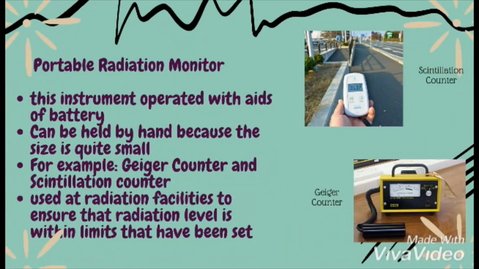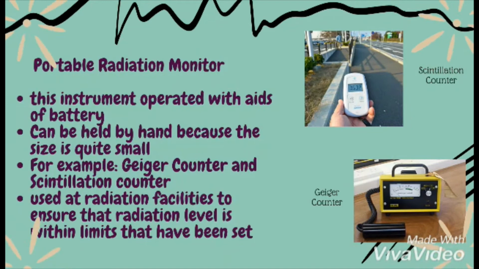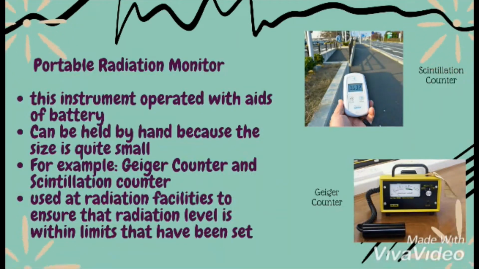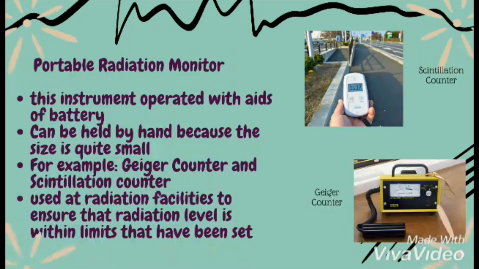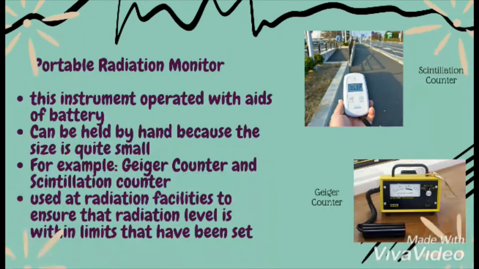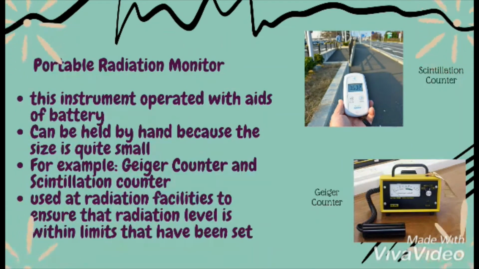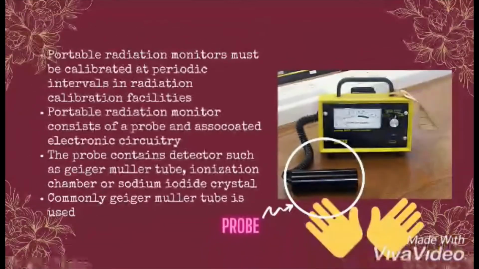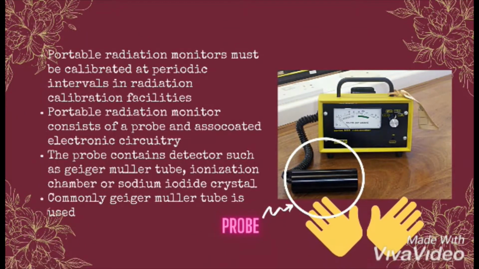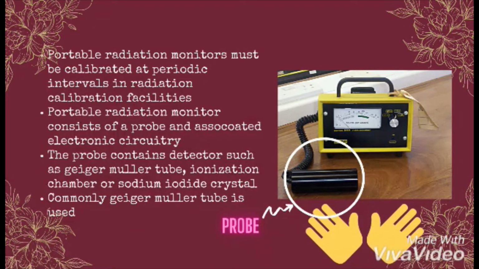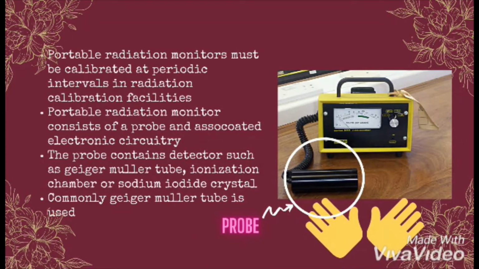The portable radiation monitor operates with the aid of a battery and can be held by hand because the size is quite small. For example, Geiger counter and scintillation counter. This radiation detector is usually used at radiation facilities to ensure that the radiation level is within the limits. Portable radiation monitors must be calibrated at periodic intervals in a radiation calibration facility. It consists of a probe and associated electronic circuit. The probe contains detectors such as Geiger-Muller tubes.